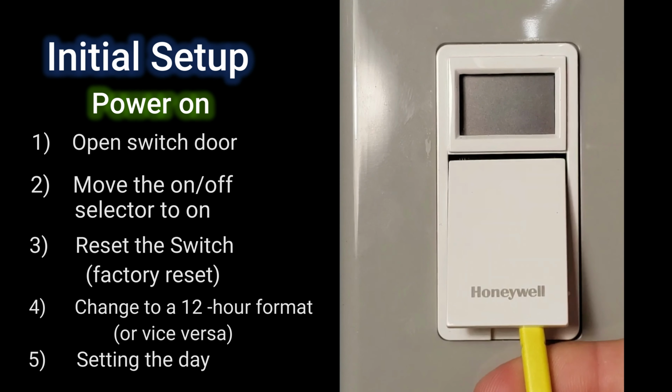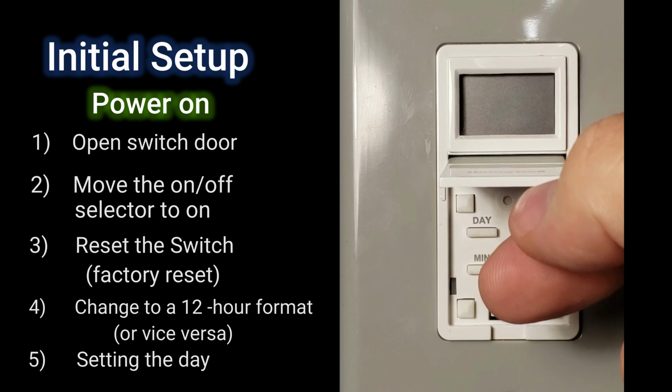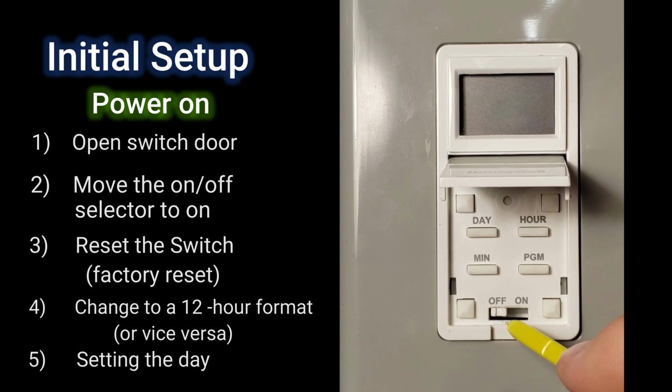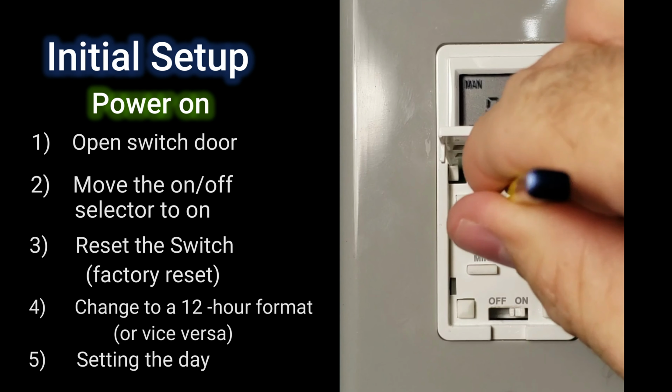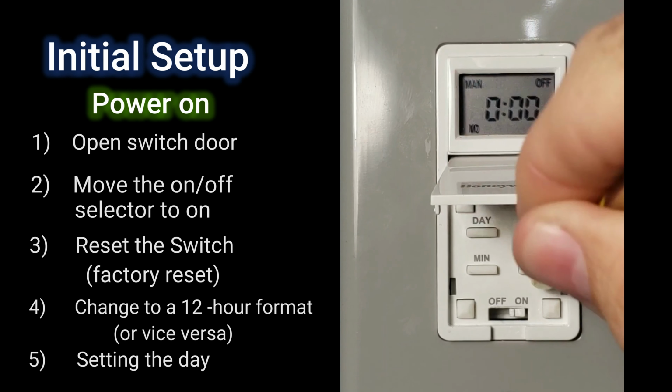Pop the door open, push it back. We have off and on. Right now it's on off. We need to slide this on. Now, to do a factory reset, push this button in the middle. It'll reset it back to factory settings.